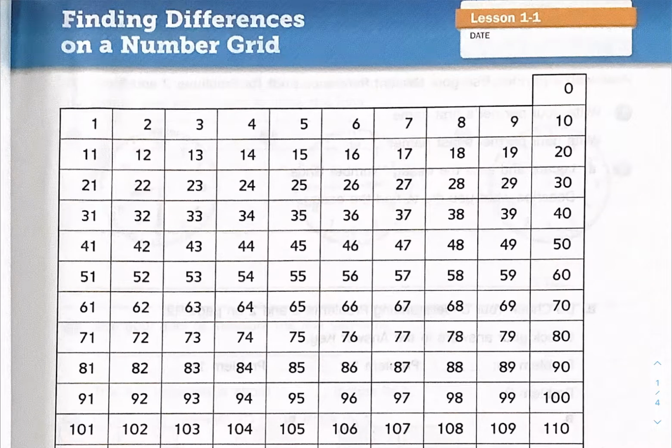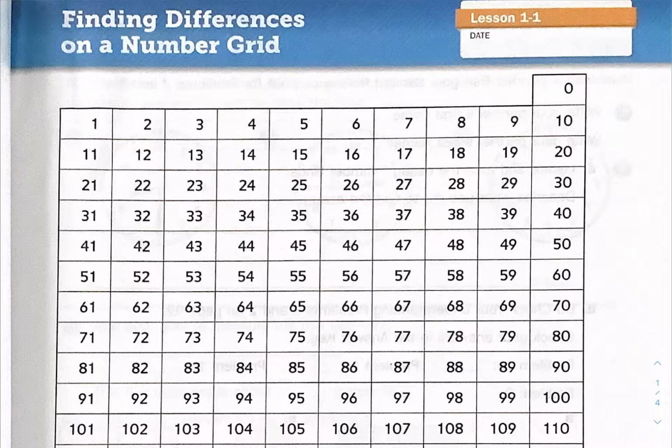Hello, third graders. Today you will need your math journal, a pencil, and the number grid that was inside your binder in the side pocket. So once you have those things, we can get started.